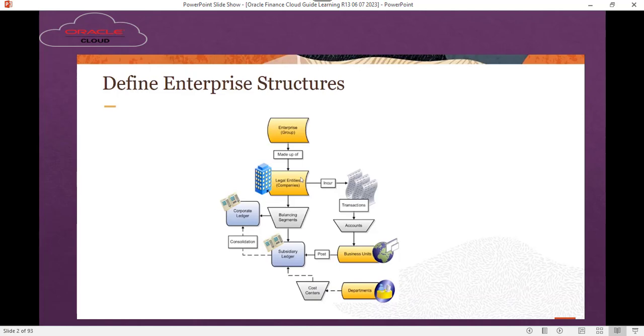Now our legal entities are represented by what we call a balancing segment value in our chart of accounts. Because when we are entering transactions, we expect them to balance by our companies. So they balance by the balancing segment, so they are associated to our legal entities.